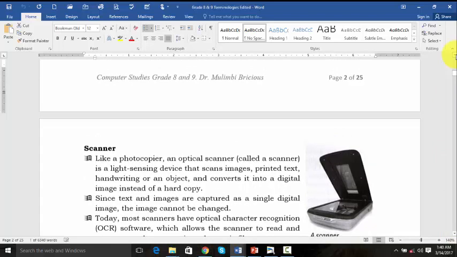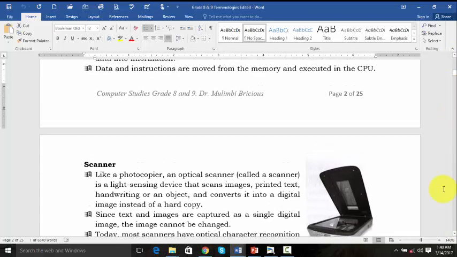Next time we meet, on the other tutorial, we are going to start looking at what we call the scanner.